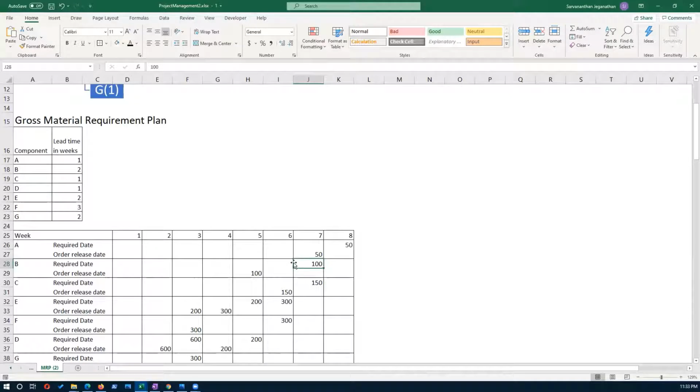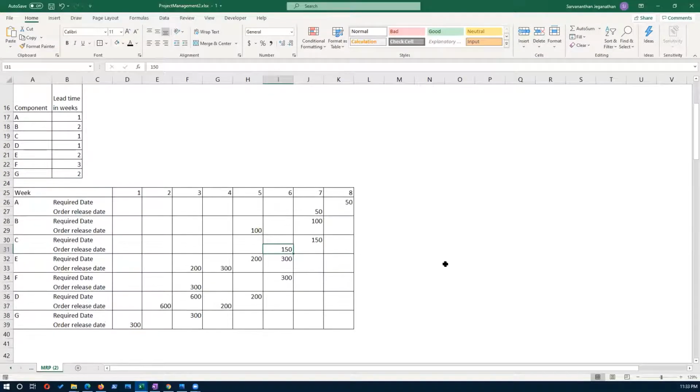B has a lead time of 2 weeks, so you need to order that 2 weeks earlier. That means you have to order by week 5. Similarly, C has a lead time of 1 week, so you have to order by week 6. Now, B and C are themselves made up of other parts.